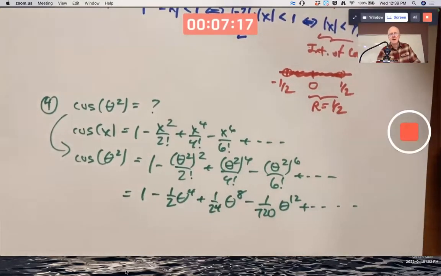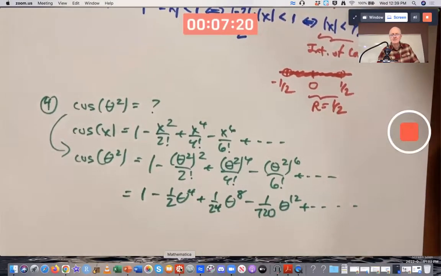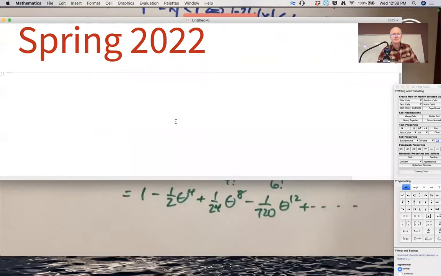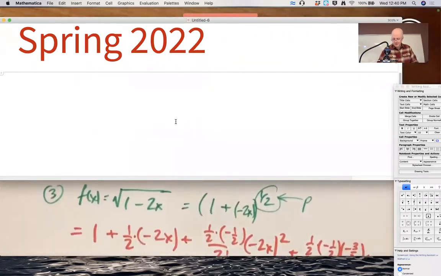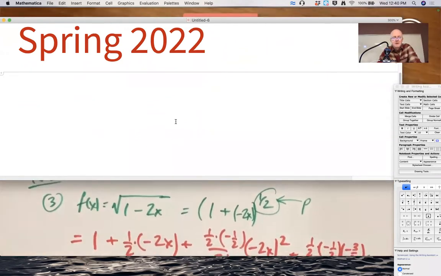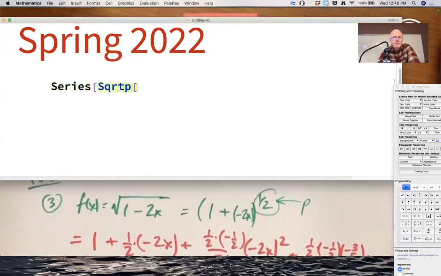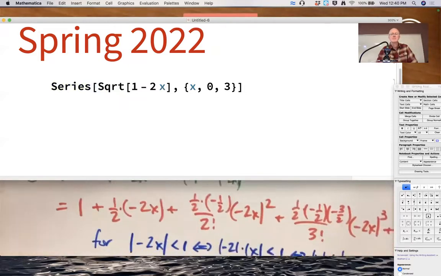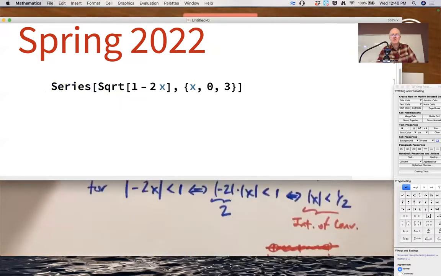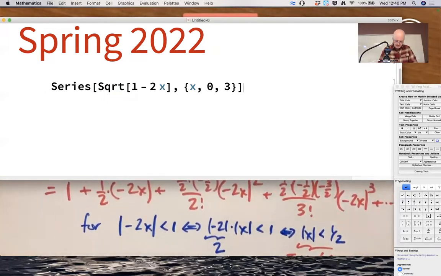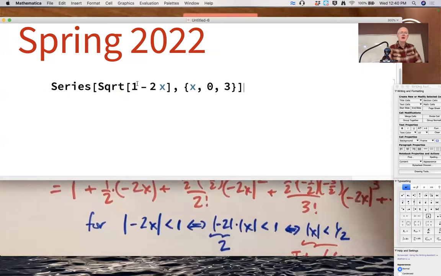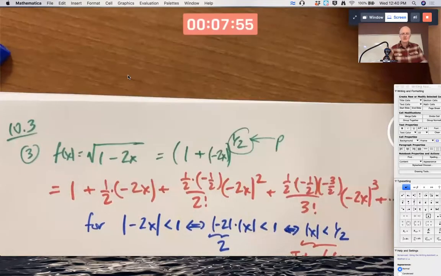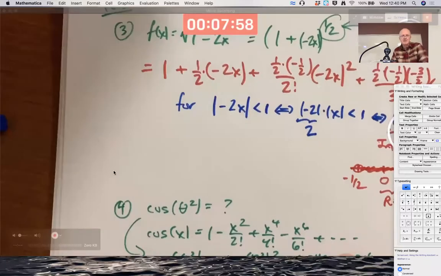You can always check your answers with Mathematica. Let's do that quickly for these first two examples. So the first example, I will show you what I was just writing down there if you didn't quite get it written down. I'll show you again here in a second. First example is square root of 1 minus 2x. I'm looking for at least the third degree term. And Mathematica will simplify it, so we should get, I guess I forgot to simplify, didn't I? Okay, let's simplify. Sorry about that. Let's simplify this first example.